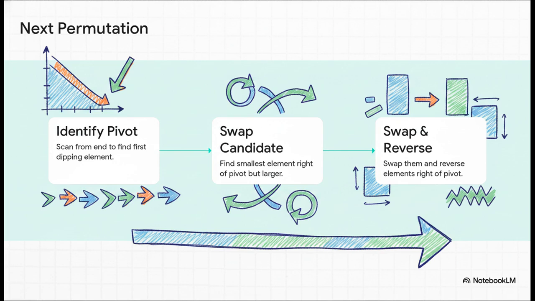And you're done. Now what about the edge case? If the whole array is descending, meaning it's already the absolute largest permutation possible, you just reverse the whole thing to reset it back to ascending order.